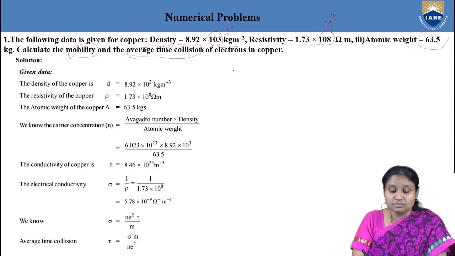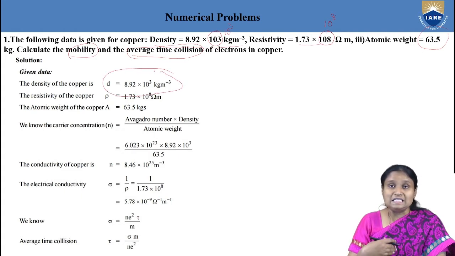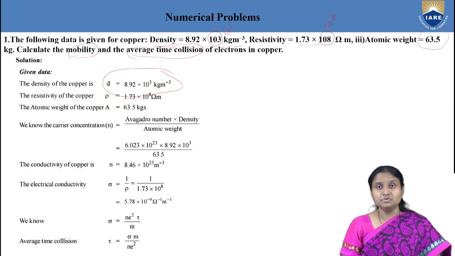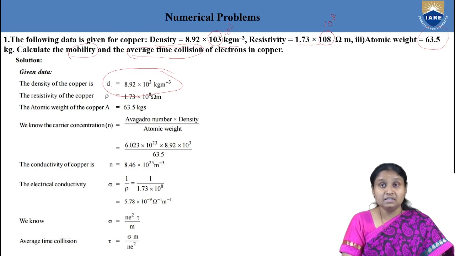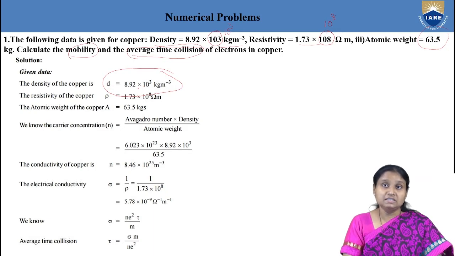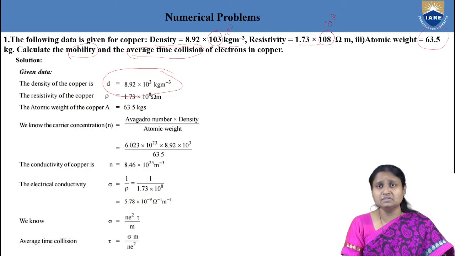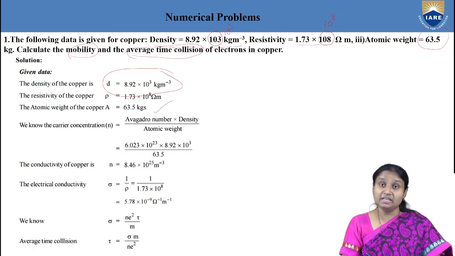So first, the data given: I was given the value of density, and in order not to get confused between the notation for density and resistivity, I am representing density by small d. Density is 8.92 into 10 power of 3 kilogram per meter cube. We were also given the resistivity of copper, 1.73 into 10 power of 8 ohm meter, and the atomic weight value, which is 63.5 kilograms.